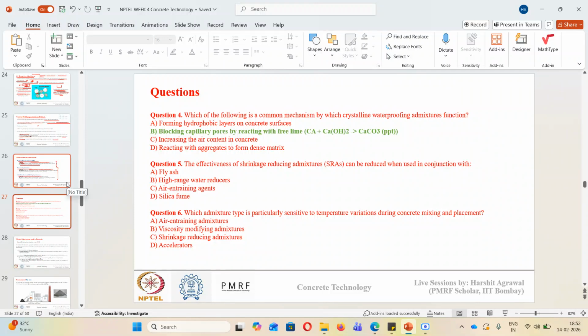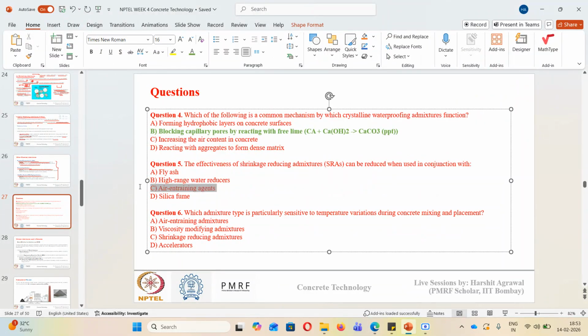We know that shrinkage reducing admixture deals with the shrinkage problem, the cracking due to shrinkage. Why does cracking occur due to shrinkage? When concrete loses the water present inside it, it will shrink, and due to the shrinkage there will be cracking inside concrete, because in hardened state my concrete has a definite volume, and any change in volume in that hardened concrete will cause cracking. Now, which admixture do you think will have a negative effect on shrinkage reducing admixture?